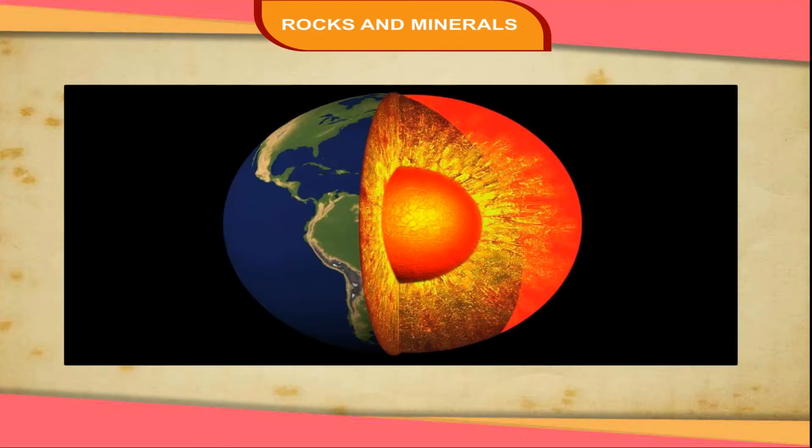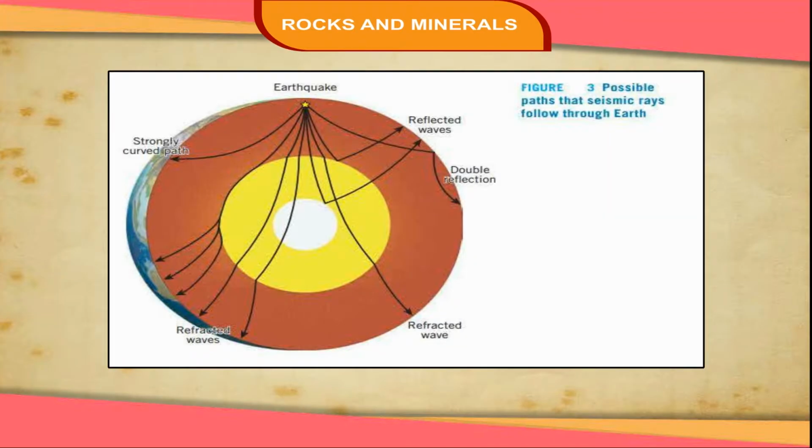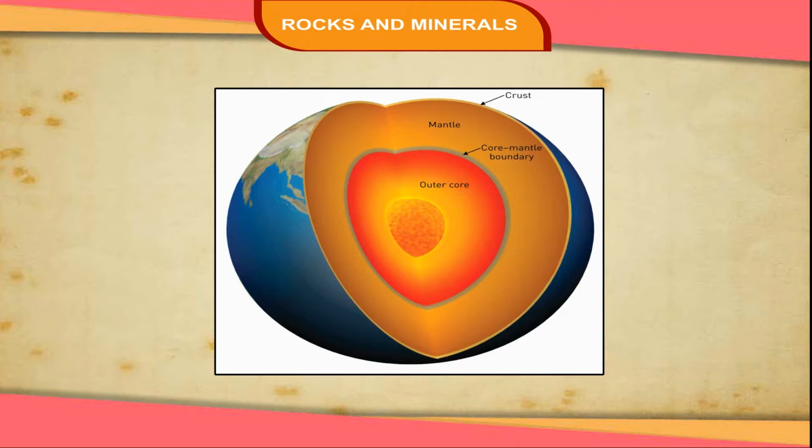Core. The central part of the Earth is known as the core. It has a radius of about 3,400 km. We do not have direct evidence to understand the core or the interior of Earth. Our knowledge of the core of the Earth is largely based on the behavior of earthquake waves. The core is divided into 2 parts: the inner core and the outer core. The inner core is under tremendous pressure and it remains solid, but the outer core is molten.